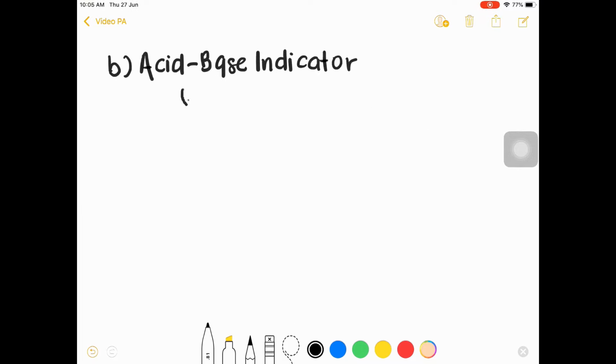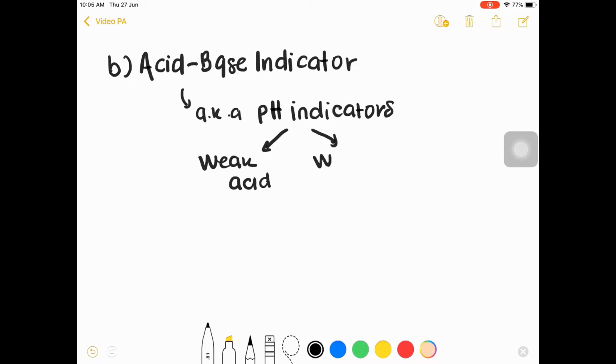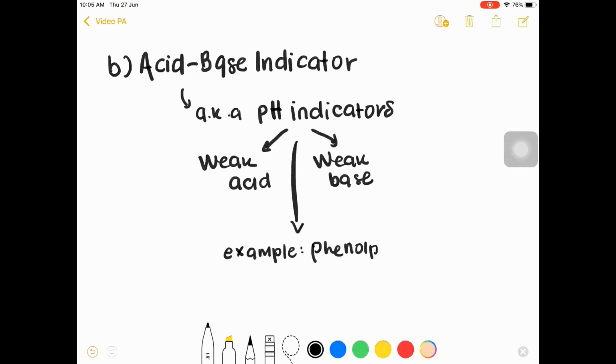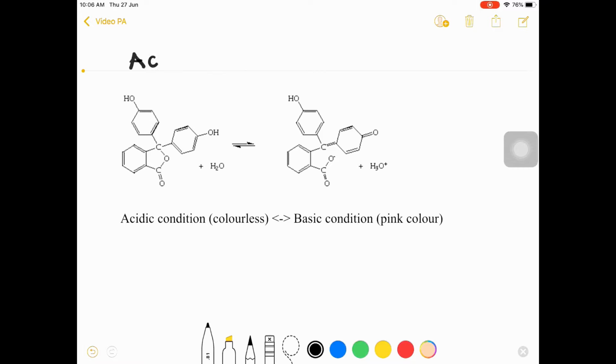The second principle is about acid-base indicators, also known as pH indicators. These are substances that change color with pH. They are usually weak acids or bases, which when dissolved in water dissociate slightly to form ions. In this experiment, we use phenolphthalein.